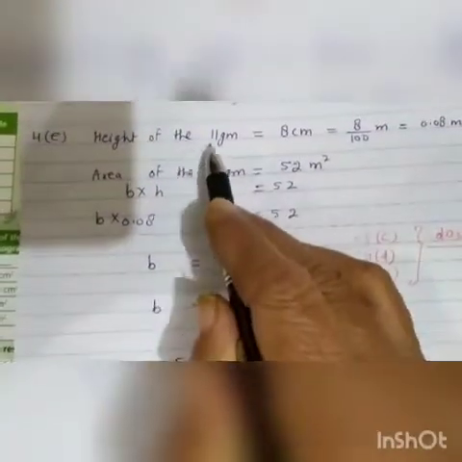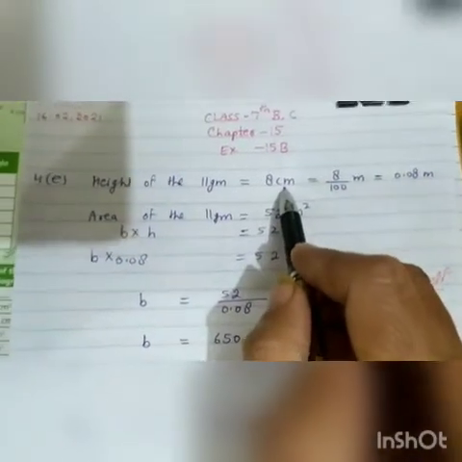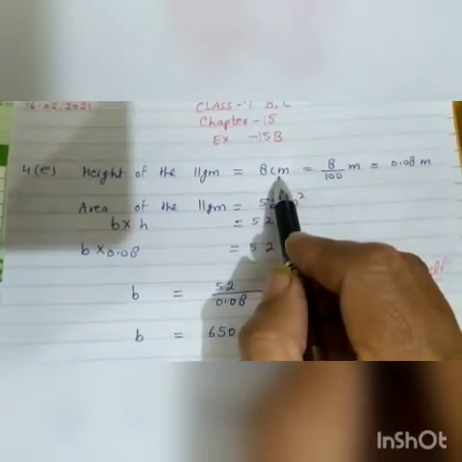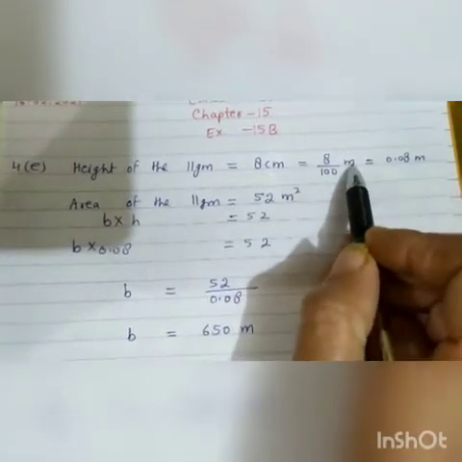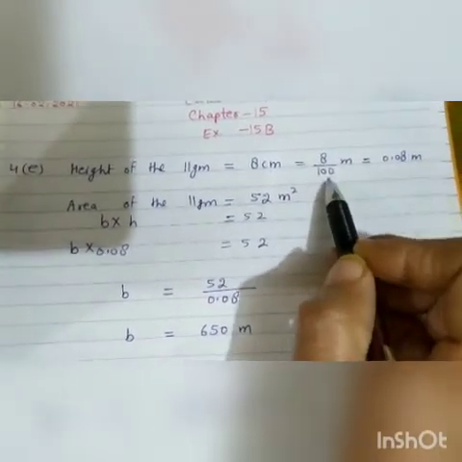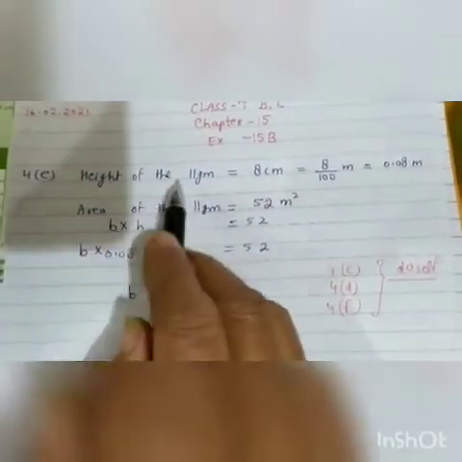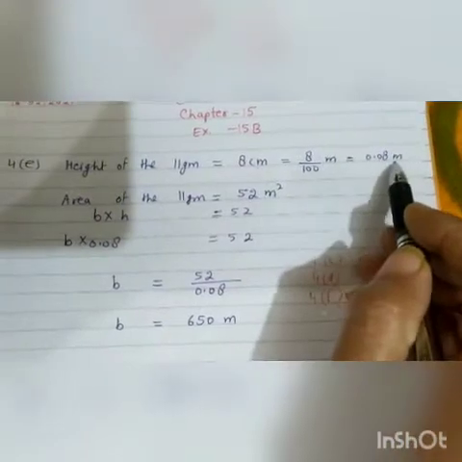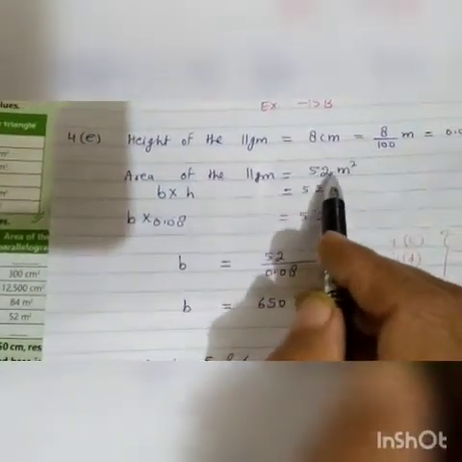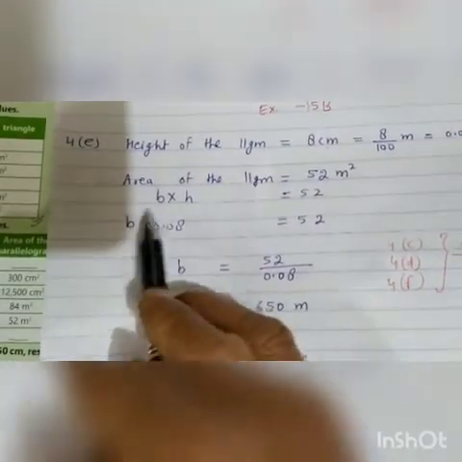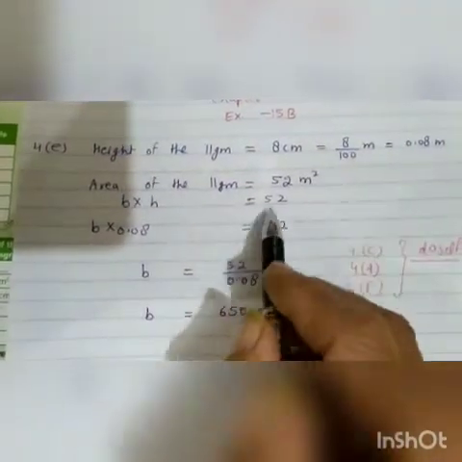So height of the parallelogram is equal to 8 centimeter. How do we convert centimeter into meter? By dividing by 100. So it will be 8 upon 100 meter. When we divide this 8 by 100, we get 0.08 meter. It means height of the parallelogram is equal to 0.08 meter. Then area of the parallelogram is given 52 square meter. Again base into height, 0.08 from here, equal to 52.